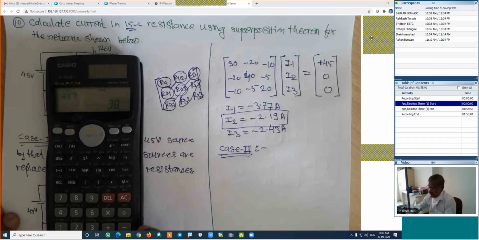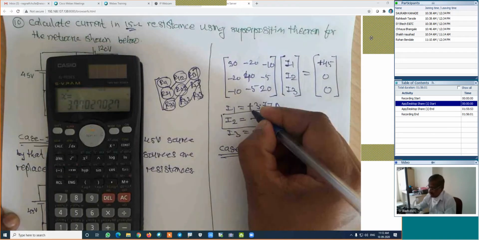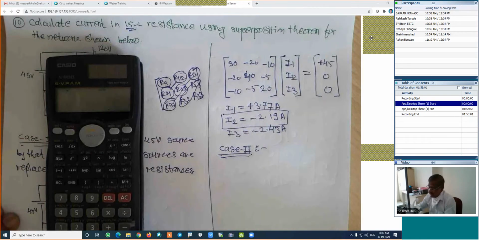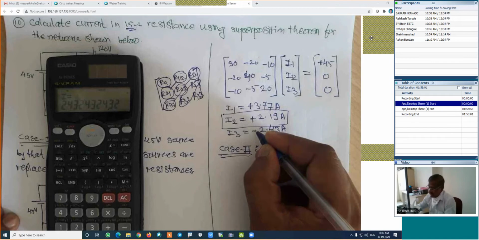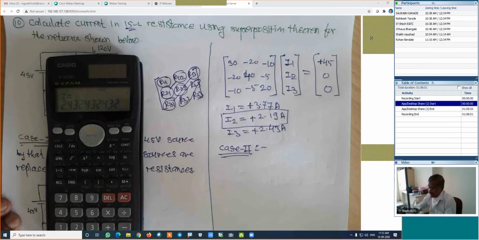We have to do all the calculations once again. A1 is 30, B1 is minus 20, C1 is minus 10, and this value is plus 45. Is it right? A2 is 20, this is 40, this is 5, that is again, okay, fine. Now, this C3 is 20, this is 0, and this value is 3.77. It is right, absolutely correct. This is plus 3.77. The second one is 2.18, it is plus 2.18, and this is 2.43 amperes. Now it is correct. Is it right?